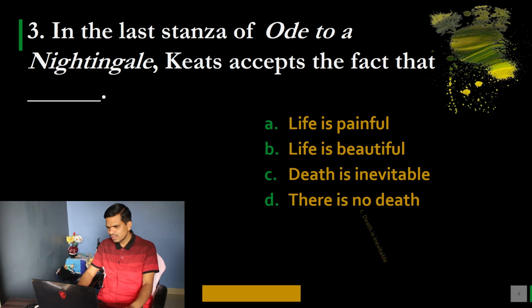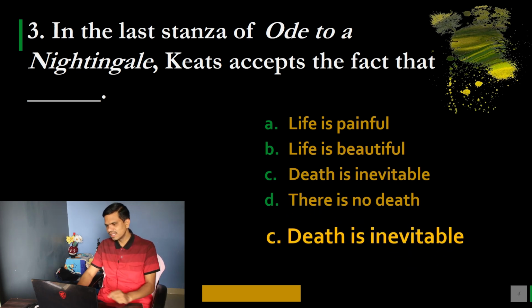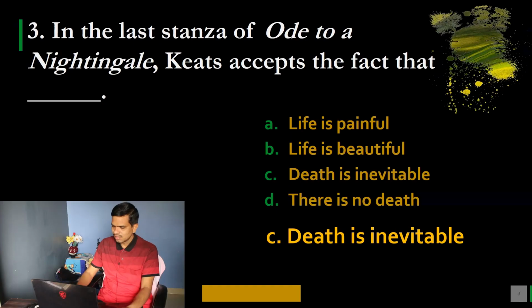The correct option here is C. Death is inevitable. So this is one of the themes of this famous poem called Ode to a Nightingale. In this poem, John Keats talks about the very theme of death. So death cannot be avoided is a message he wanted to give through this poem.